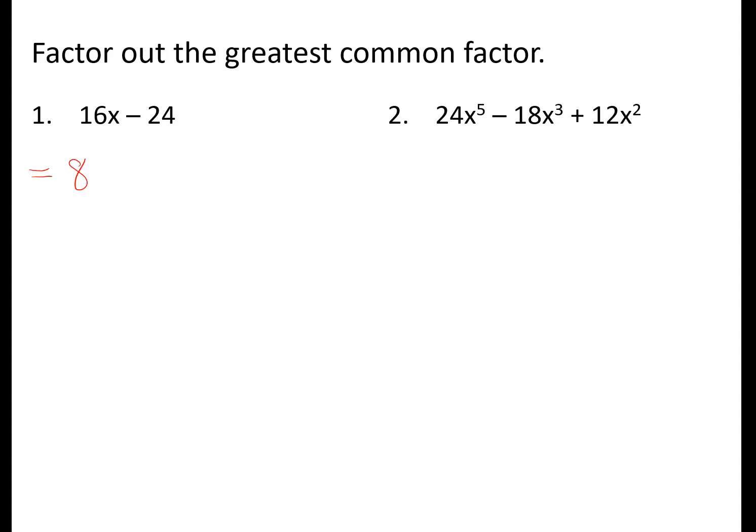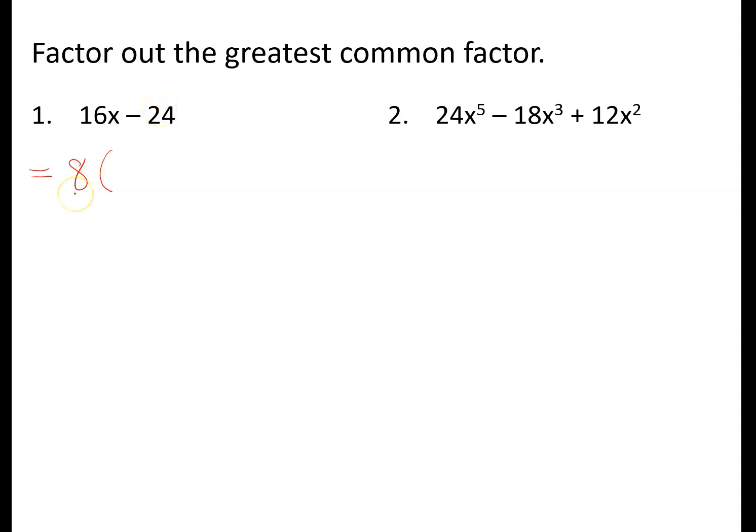Then I look for common variables. Well, the first term has an x, but the second does not. So x is not in common. Then it does not go in our GCF. It's just 8. Now, once you write down that GCF, you are going to open parentheses. Because remember, to factor means to write as a product, to write it as multiplication, and that's what we're doing with the parentheses.